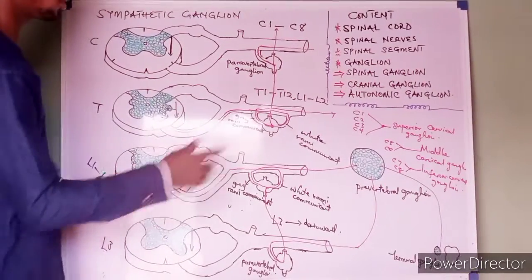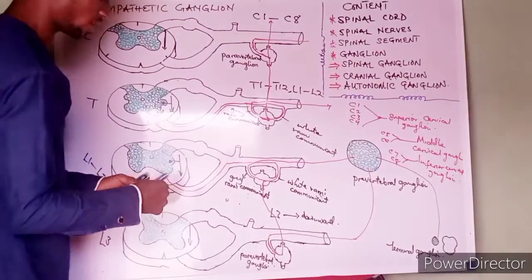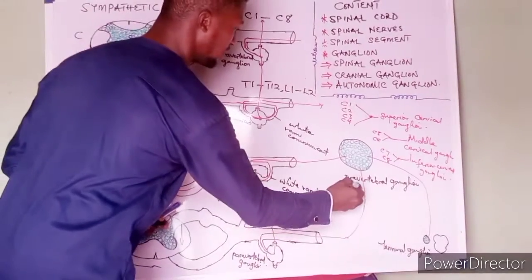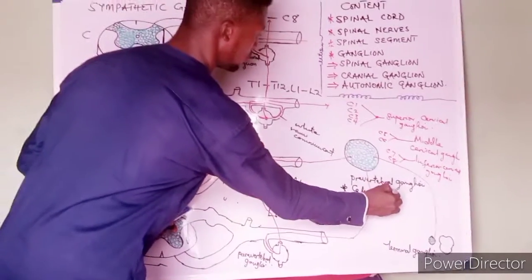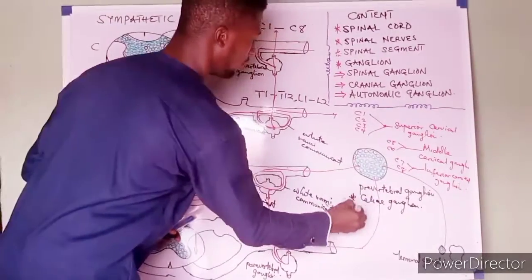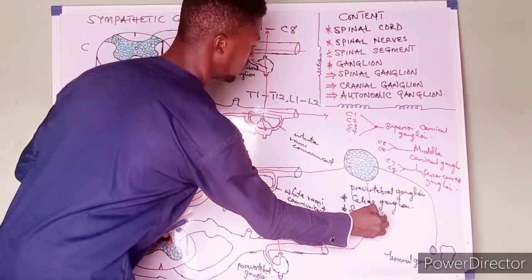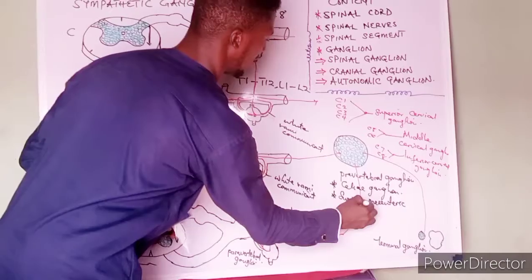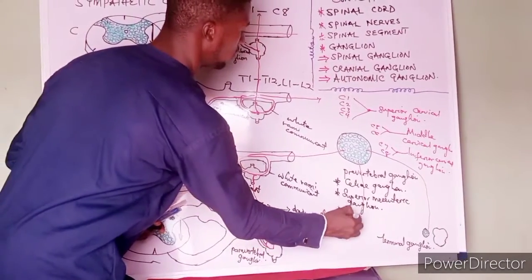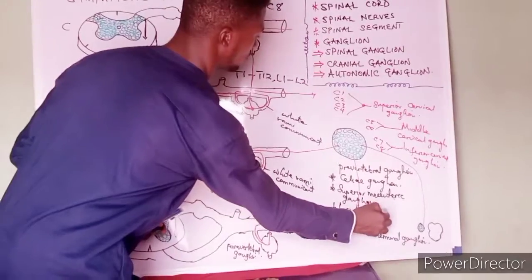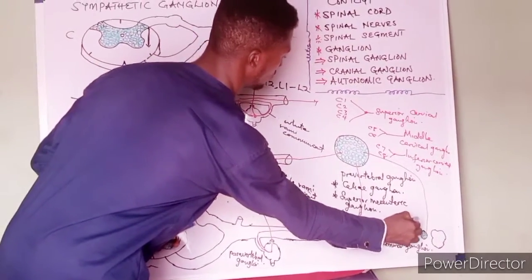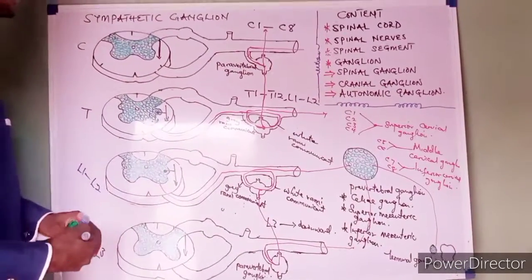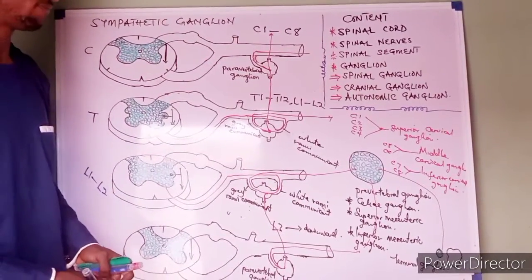So this is what we're talking about concerning the sympathetic ganglion. So we have the types of the prevertebral ganglion. What are the types of prevertebral ganglion? Here you have what we refer to as the celiac ganglion. We also have what is referred to as the superior mesenteric ganglion. And the last one there is the inferior mesenteric ganglion. So these are the ganglions which you have typically.